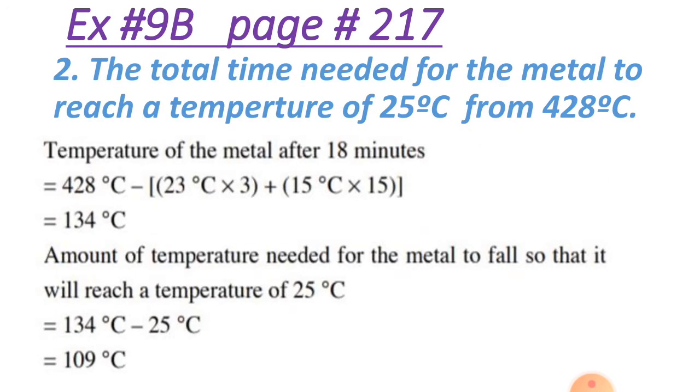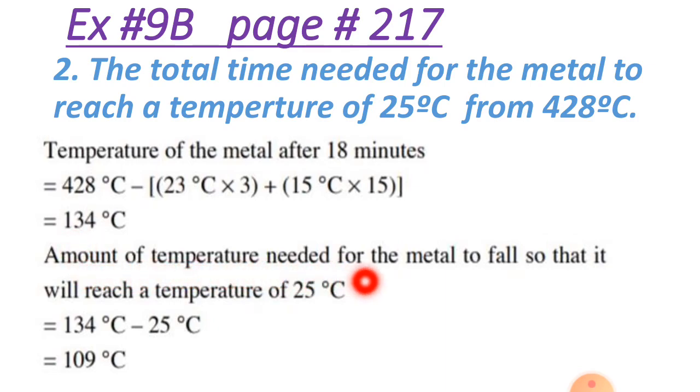Now come to the second part of the question. The total time needed for the metal to reach a temperature of 25 degrees centigrade from 428 degrees centigrade. So the temperature of the metal after 18 minutes. Over here it is 18 minutes. First it was 9 minutes, so that's why we have taken 3 and 6. We will take 23 into 3 and 15 into 15. You can calculate as well. 3 plus 15, it will be 18 minutes. So when we calculate these steps, we will get the answer 134 degrees centigrade.